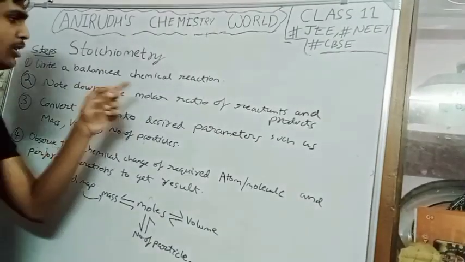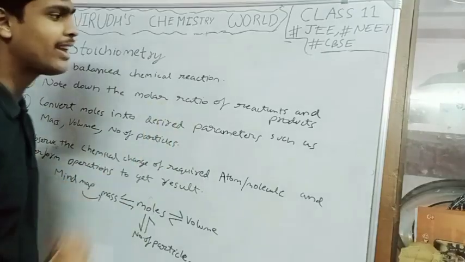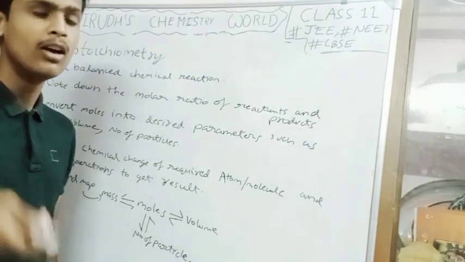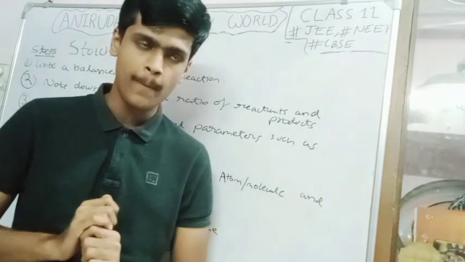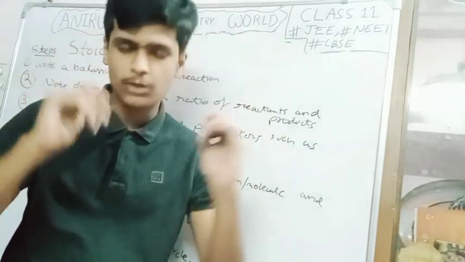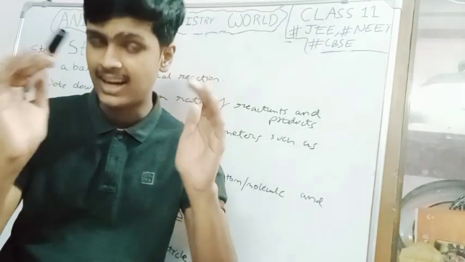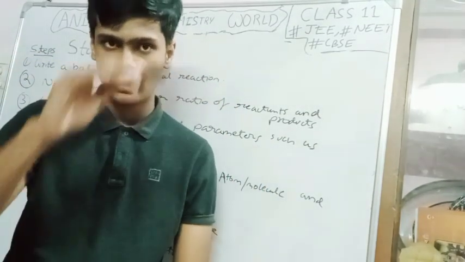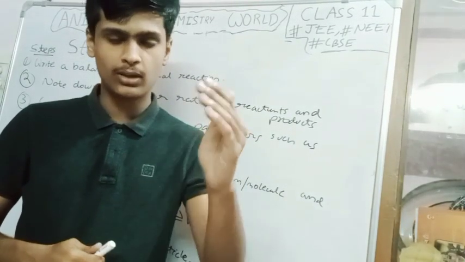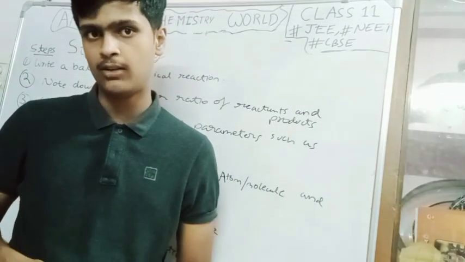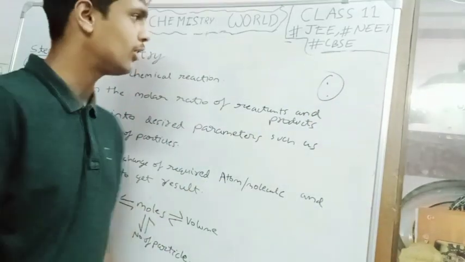Then note down the molar ratio of reactants and products. You need to write the molar ratio of reactants and products. Means for a given reaction you need to write molar ratio. What does molar ratio mean? For the given balanced equation, the step is that first you need to write all the moles below the molecule, and after that you keep the ratio symbol. Like this, the colon is the symbol of ratio, right? So you will be keeping it like this.